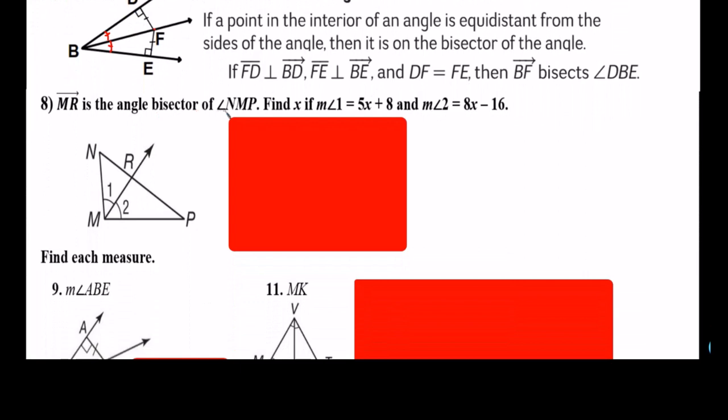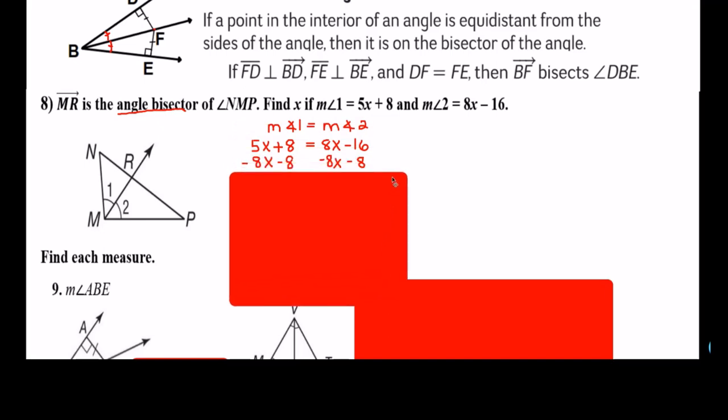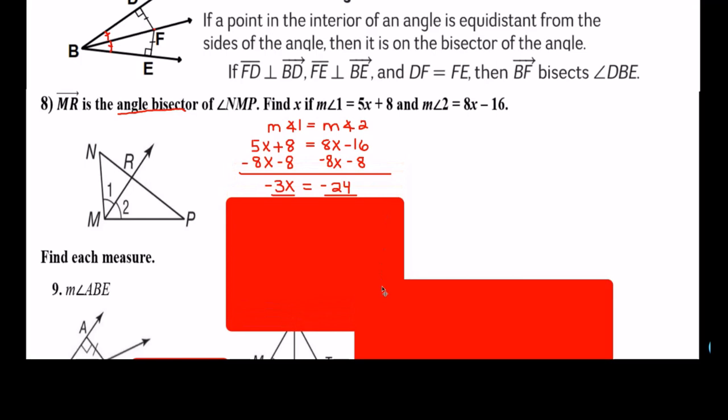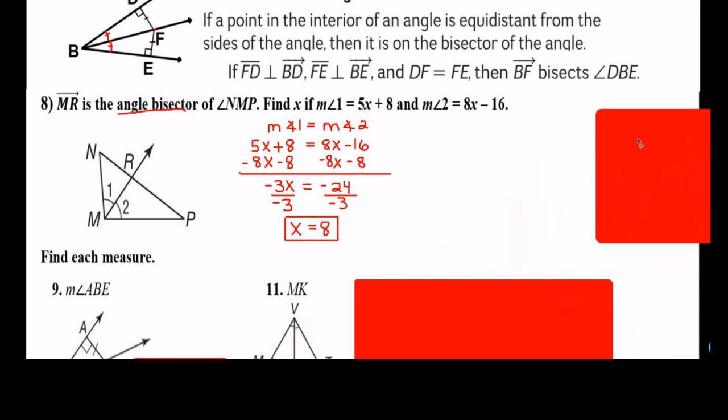MR is the angle bisector of angle PMQ. Find the value of x if angle 1 is 5x plus 8 and angle 2 equals 8x minus 16. If you remember, an angle bisector cuts right in the middle. So that means we can set up angle 1 equals angle 2. We set up the equation. All we have to do is cancel the numbers, and we're left with 3x equals negative 24. To get x alone, divide both sides by 3, and the answer is x equals 8.